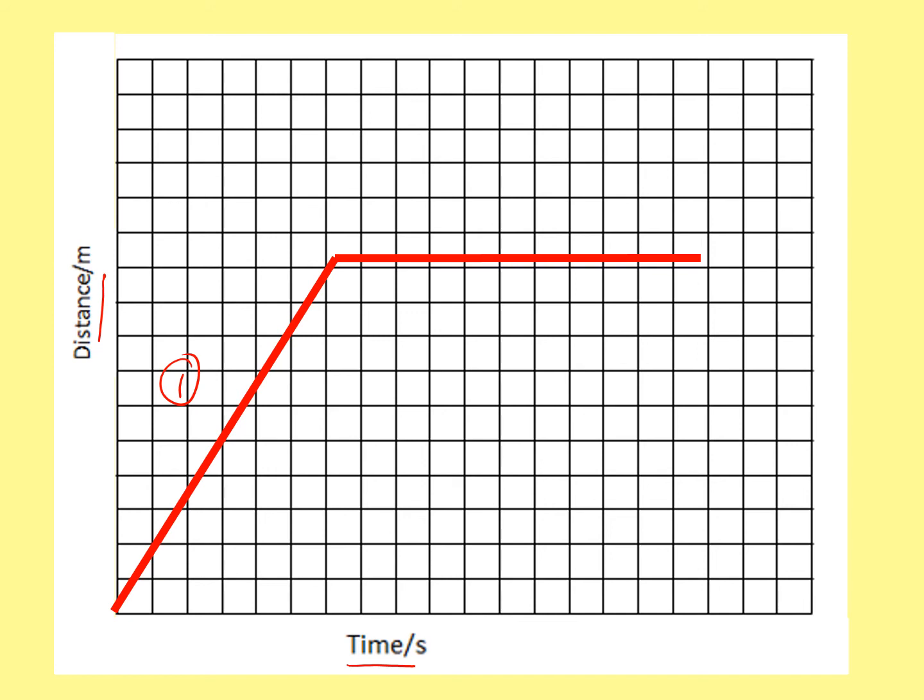It's moving at quite fast speed. I know that because the gradient is quite high. It's quite a steep line. I could calculate the speed. Speed is distance divided by time. So I could use my graph to find the total distance travelled in this section up here and the total time that that's taken down here. And I could work out the speed. And maybe it's something like 2 meters per second.